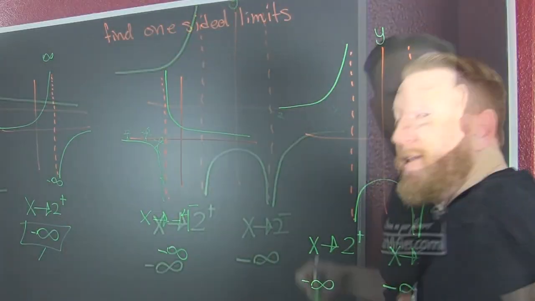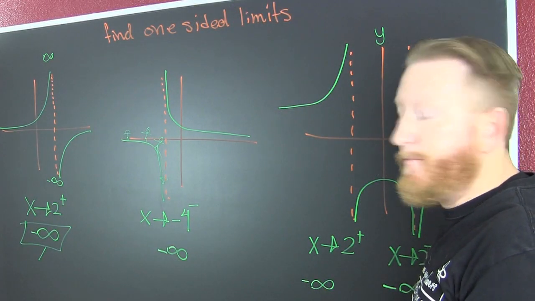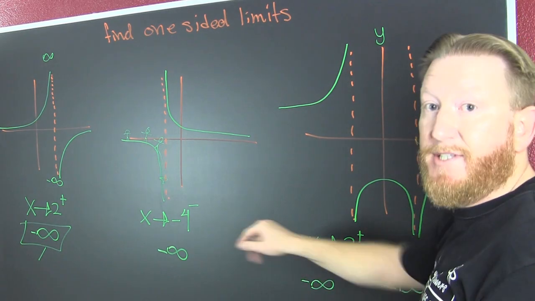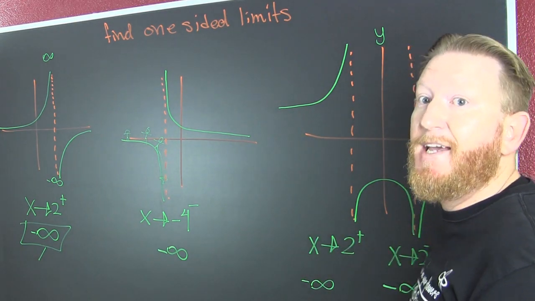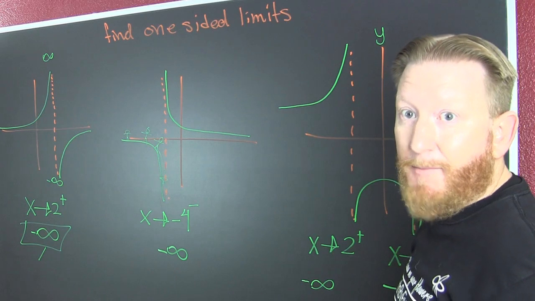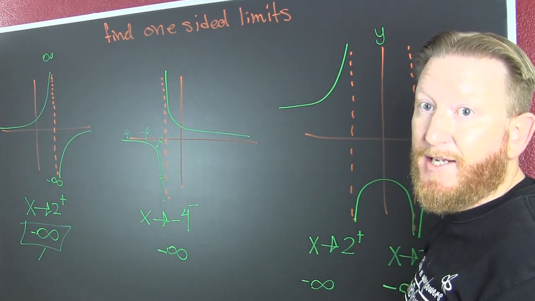Now, on this one, the limit from the left is going to the same value as the limit from the right. That's going to mean something someday. But for now, we're just talking about this one-sided limit.